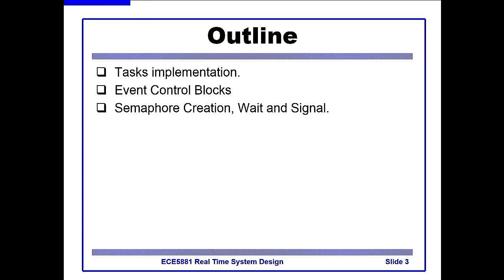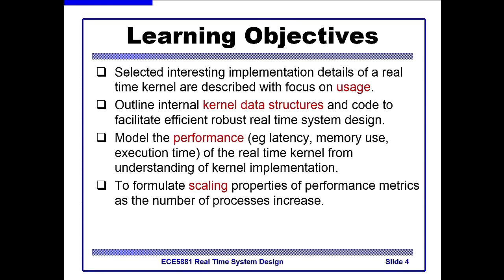And then you may remember that when you create a semaphore, you use what's called an event control block. And this is shared with other synchronization primitives, such as mutexes and message queues. So we're going to look at how semaphores actually are implemented in the operating system. So why do we want to do this? What are the learning objectives here?